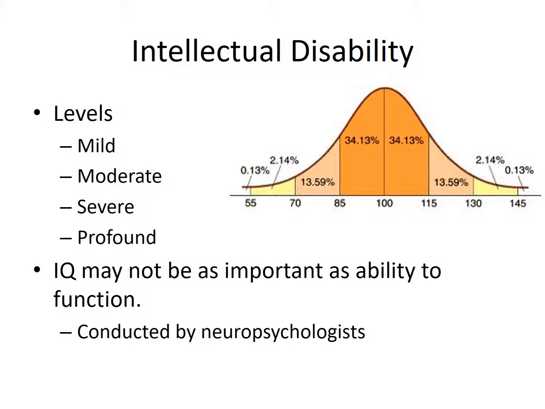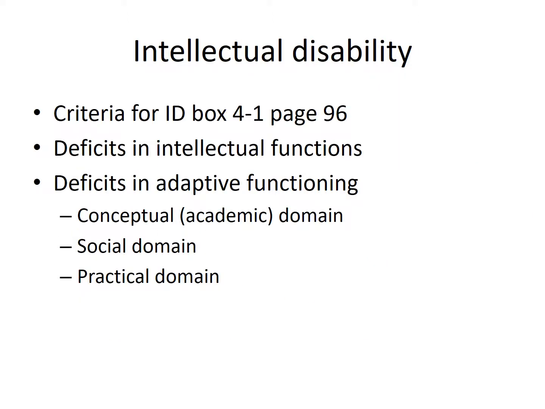I might save this lecture because I want to go over some of this with you. IQ is not as important now. It's more function. This is an IQ bell curve. Used to be that mental retardation, which is the old term, was 70 and below. It's not anymore. It's now a matter of function. You can look that up. Academic domain, social domain, and practical domain. Go ahead and look that up in 96.